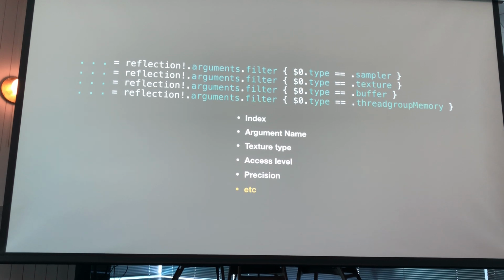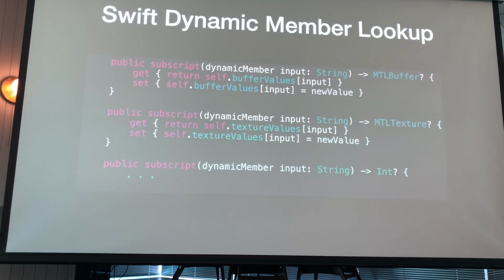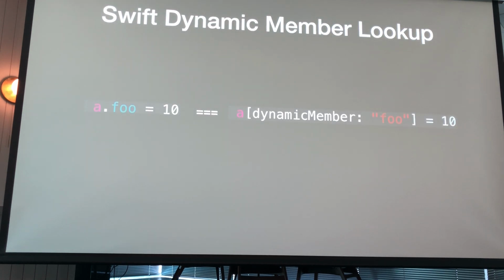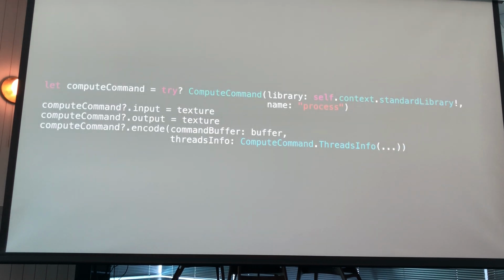To better utilize that, I used the Swift dynamic member lookup feature, which basically allows you to use properties as string literals. That translates the code from a.foo to a dynamic member foo. I built dictionaries where the key is the name of the argument and the value is the buffer or texture, and then just used it as a class that you initialize with a function name, and then you just assign arguments in encode.